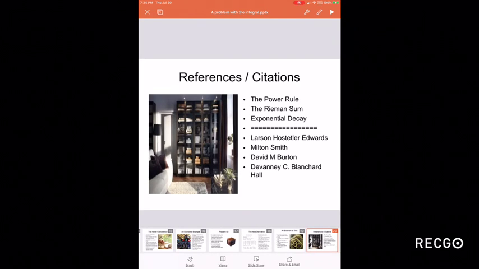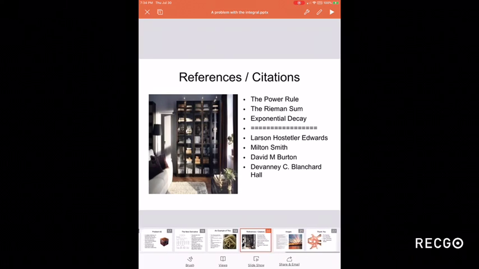Techniques used: the power rule, the Riemann sum, exponential decay. Authors featured: Larson, Hostetler, Edwards, Milton Smith, David M. Burton, and Devaney C. Blanchard Hall.